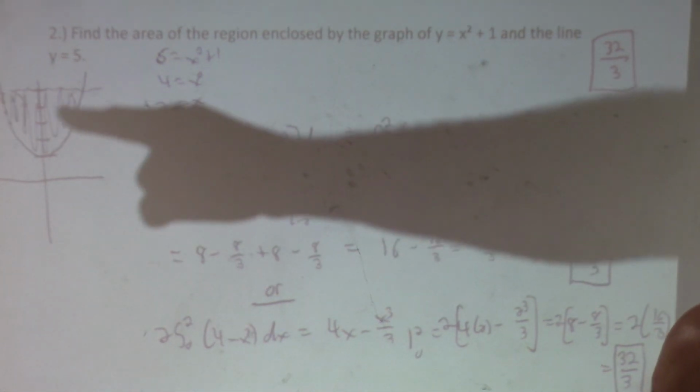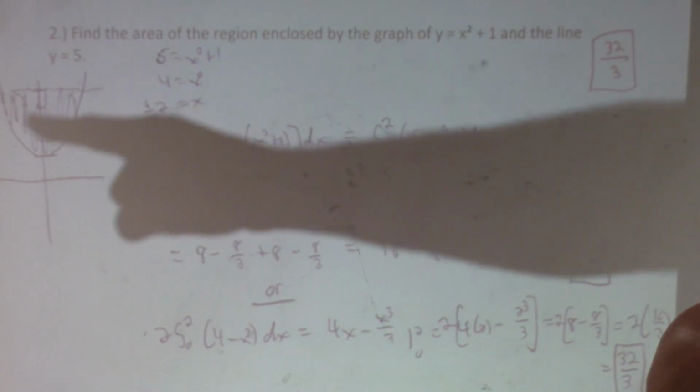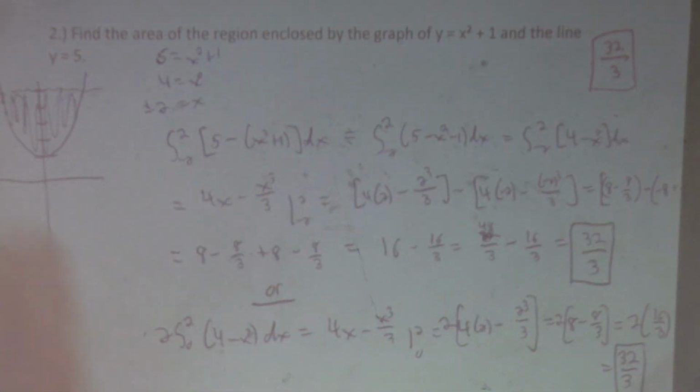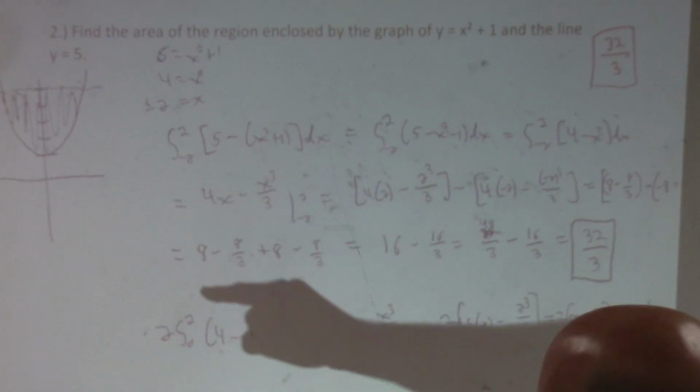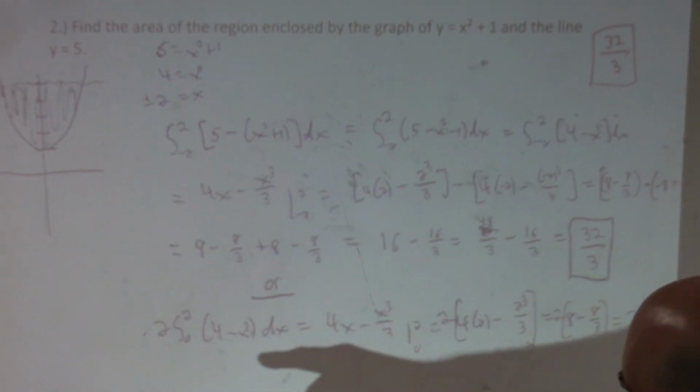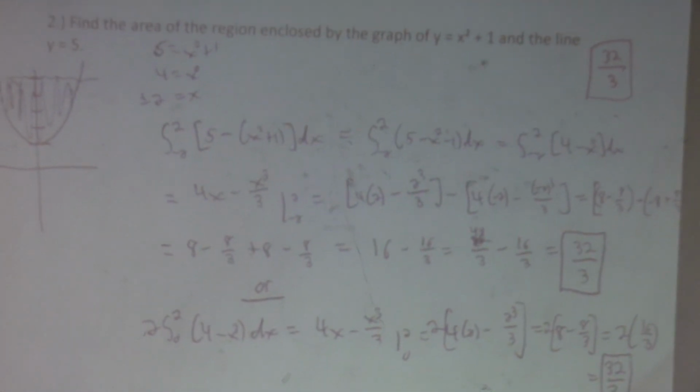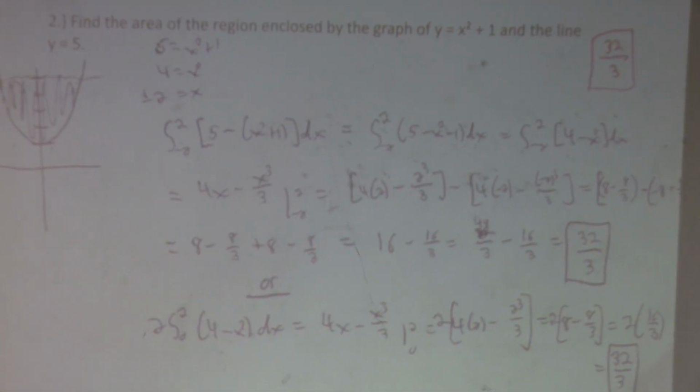We notice these shaded regions are the exact same amount of area. So instead of integrating from -2 to 2, I could cover up this, integrate from 0 to 2, and just times it by 2. Because we know that whenever 0 is involved in the fundamental theorem, it sure makes the arithmetic a lot easier, doesn't it? So make use of symmetry whenever you can.